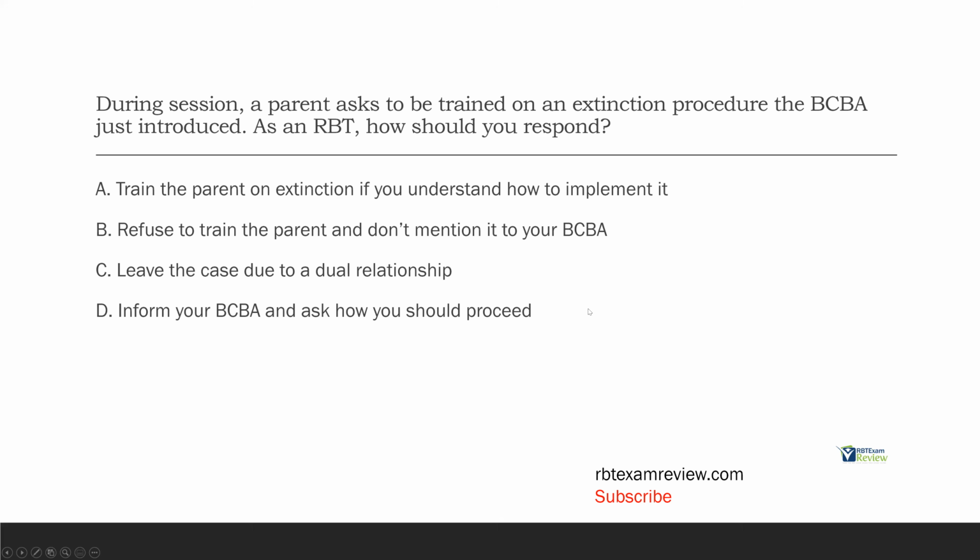C, leave the case due to a dual relationship. No, the parent just wants to be trained. There's nothing wrong with that. You've done nothing wrong. D, inform your BCBA and ask how you should proceed. Yes. Tell your BCBA, the parent has asked to be trained. What do you want me to do? Sometimes the BCBA will say, well, go ahead and train them. Sometimes the BCBA will say, well, I'll go ahead and train them. Either way, you've done the right thing. When a question is presented to you as an RBT, pass it to your supervisor. Go from there.